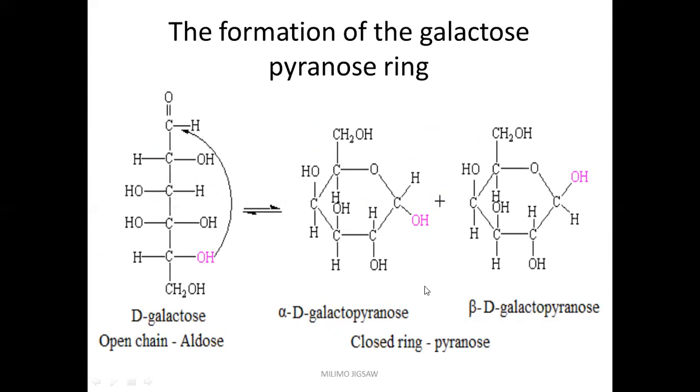Then remember I said galactose is a stereoisomer of glucose and differs on carbon 4. So remember counting, this is carbon 1, this is carbon 2, this is carbon 3, this is carbon 4. So at carbon 4, in galactose, the OH is above the plane. Remember in glucose, the OH was below the plane. So this is the formation of galactose from this pyranose ring.